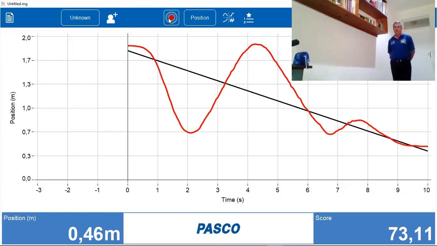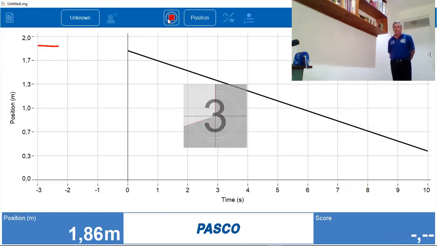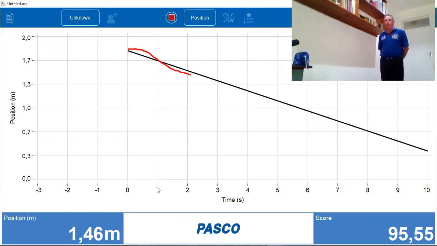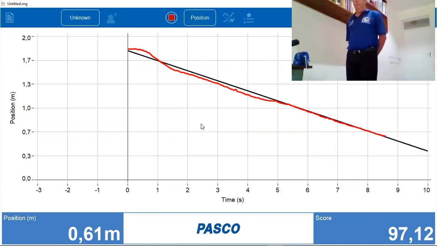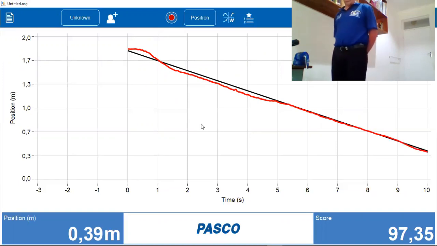Let's try a second time. Let's go. I'll adjust my position. Now I'll move a little bit more slowly and try to keep my gradient right so that my red line stays right on top of the black line, right up till the end. That was great.